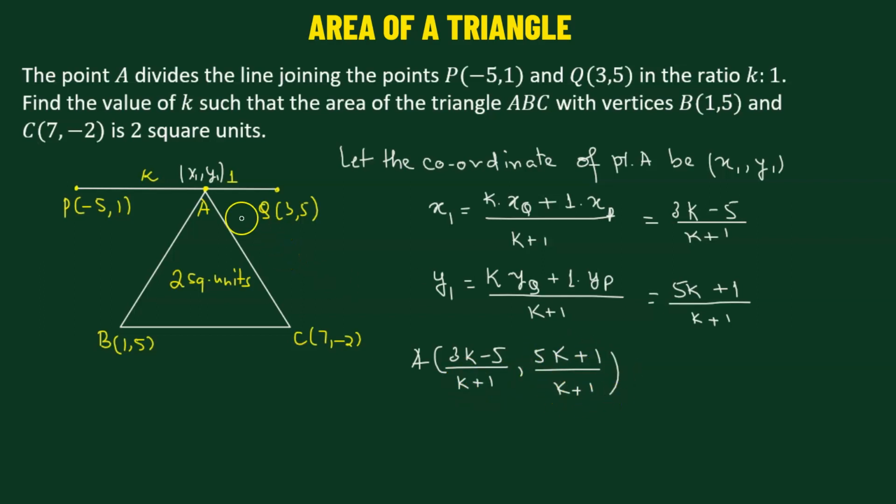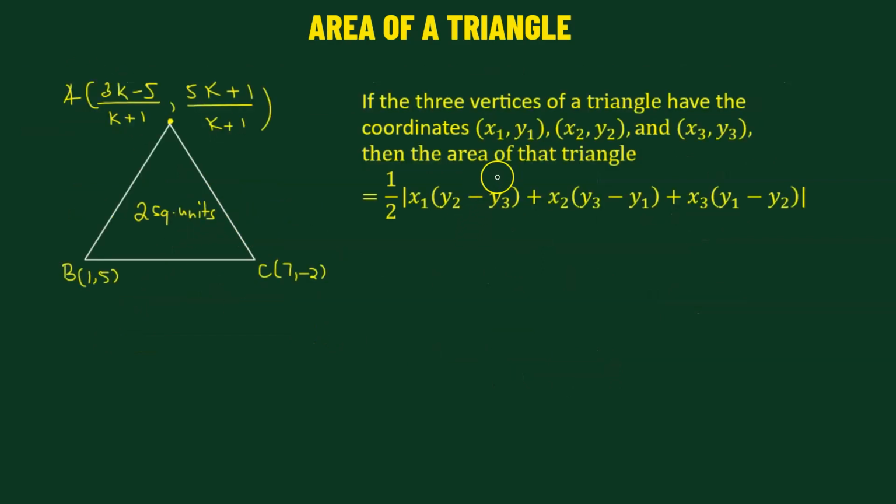Now we have a triangle whose 3 vertices are known. We can easily find the area because there is a formula. The area is given, and we can plug it into the formula for the area of the triangle, which will help us obtain the value of K. Let's say we have a triangle whose 3 vertices have the coordinates x1, y1, x2, y2, and x3, y3. Then the area of that triangle is given by half times the absolute value of x1 multiplied by y2 minus y3, plus x2 times y3 minus y1, added to x3 times y1 minus y2.